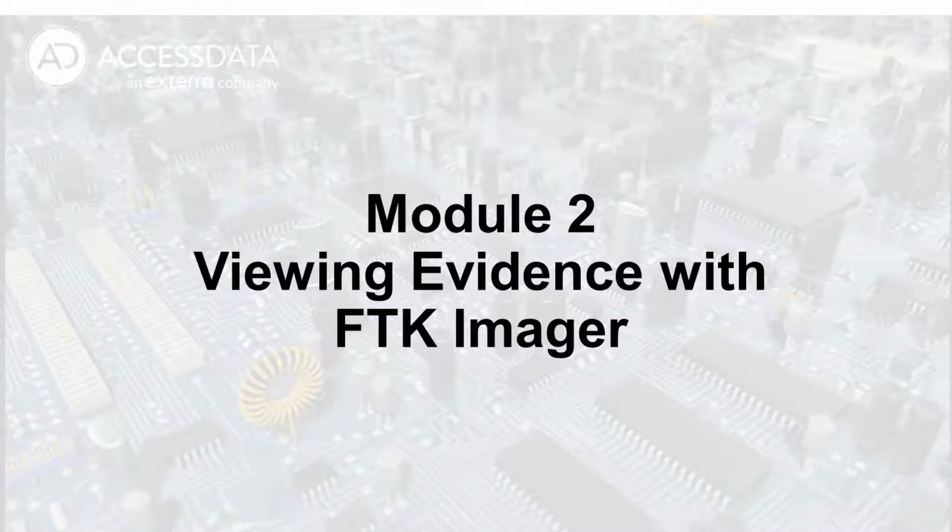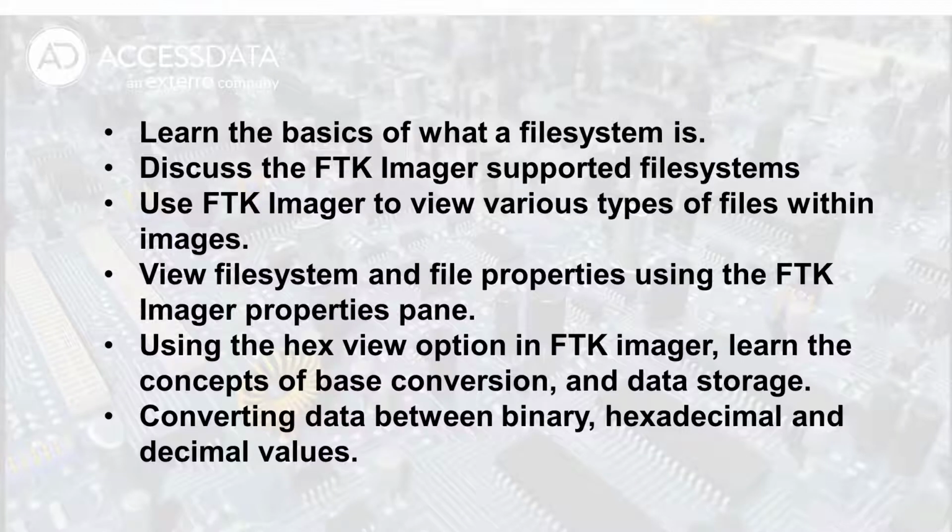Module 2 allows us to look at viewing evidence in FTK Imager. We learn the basics of file systems and the file systems which are supported by the tool. We also look at using FTK Imager to view various types of files and artifacts within those images. And we also look at some of the additional data that we can review using FTK Imager, such as file system properties, and some of the more advanced ways of looking at data, including things like the hexadecimal view.